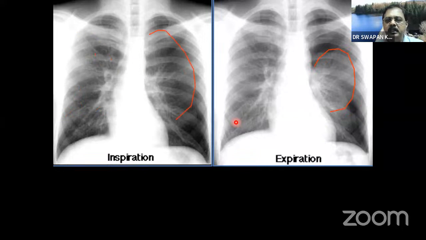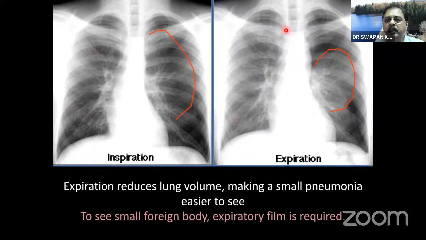Sometimes the expiratory film is required to look out for any small pneumonia. So it is a small consolidation. Clinically, you are listening to some crackles, there is fever, there is cough, and the X-ray reveals this one by inspiration, but you clinically suspect the child might be suffering from pneumonia. Ask the radiographer to get an expiratory film, because it can pick up a small pneumonia. And to see a small foreign body, sometimes we ask the radiographer for an expiratory film, because otherwise you can miss it.